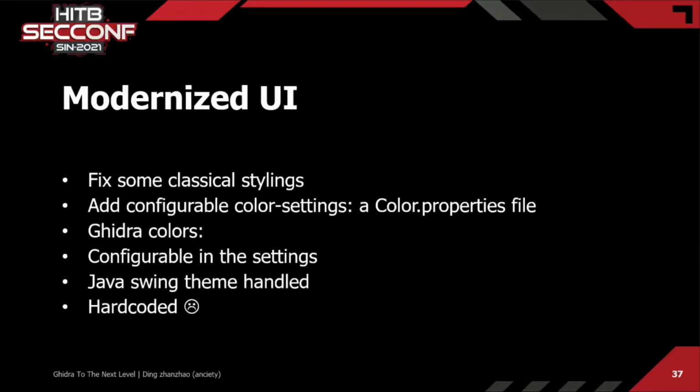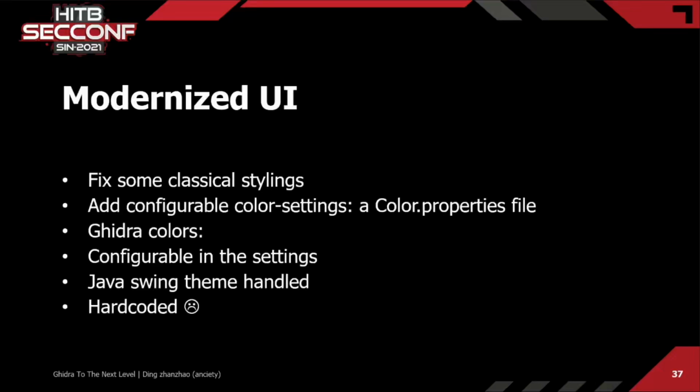Some of the colors are hard-coded into the Ghidra code. I don't know the reason they did it initially, but that happens. It is not configurable, not in the settings or any kind of configuration files, just hard-coded. The Java Swing theme can be switched in Ghidra, and if you do that, those hard-coded colors appear to be really annoying. Some of them mess with the background and you can't see any characters. That's why we made that configurable with a color.properties file.